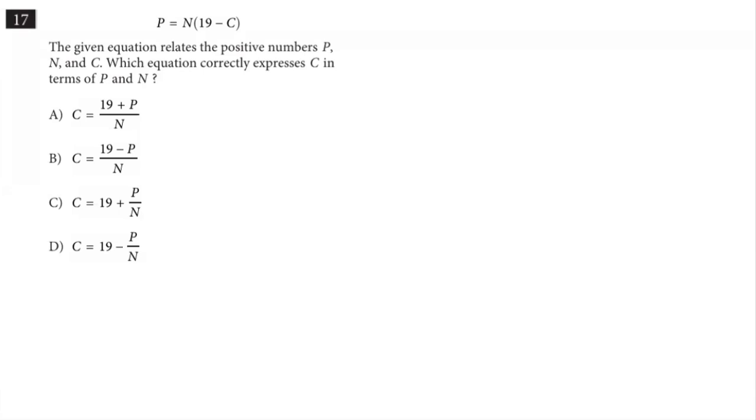Question 17. You can see this relation P equals N times (19 minus C). The given equation relates the positive numbers P, N, and C. So these are all positive numbers. Which equation correctly expresses C in terms of P and N? So we are required to make C the subject of this given relation. So write this equation, P equals N times (19 minus C), and try to isolate C. First, we can start by dividing by N on both sides.